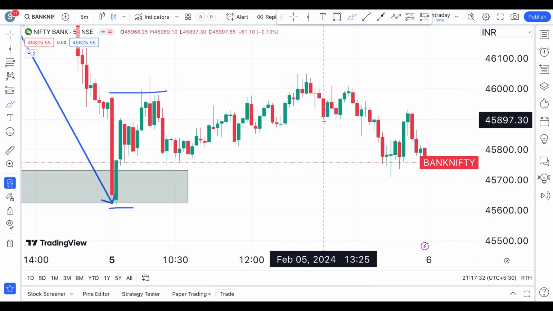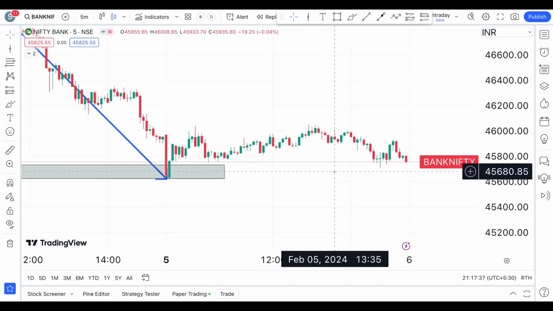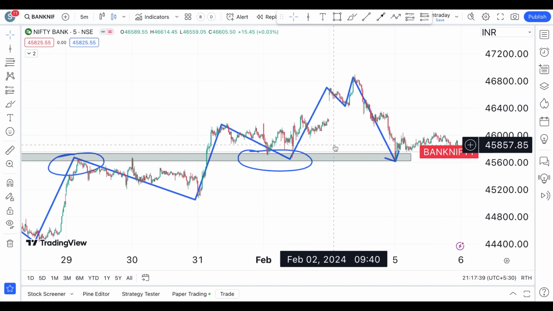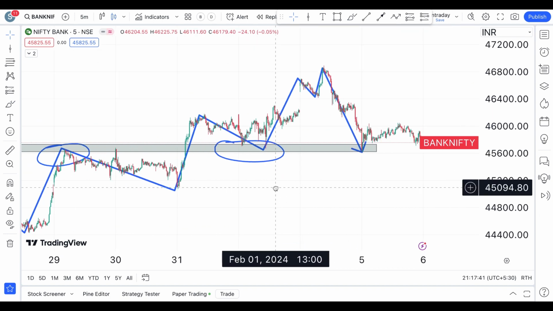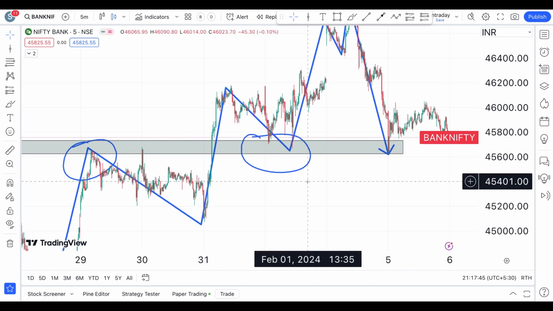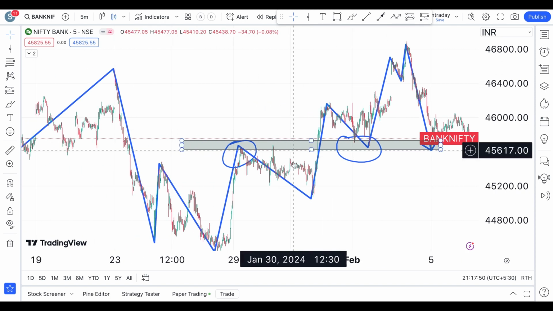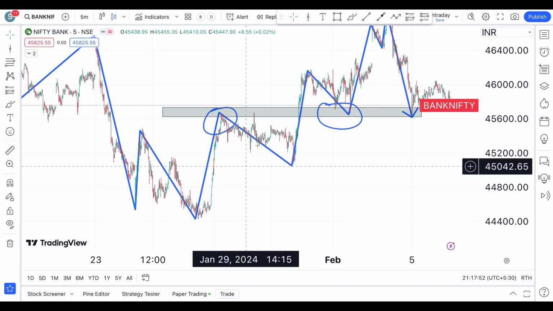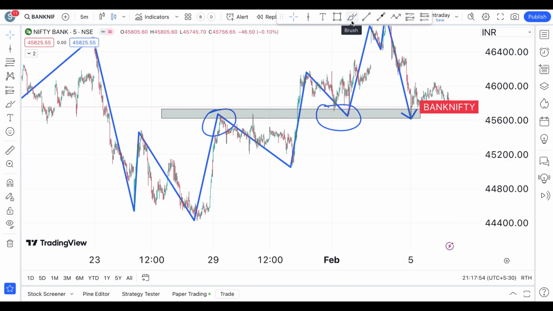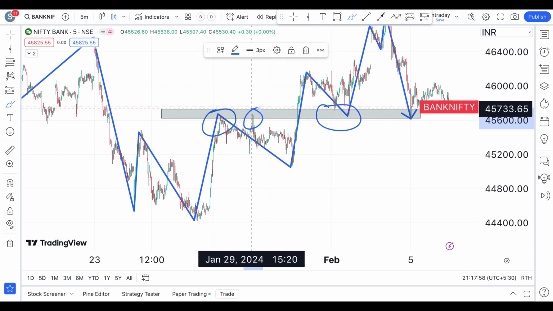And also one more important thing to notice here is the price action from the previous days on the left. As you can see, I've already marked these patterns. Right here where we have the circle, we have a peak, and here we have another peak.